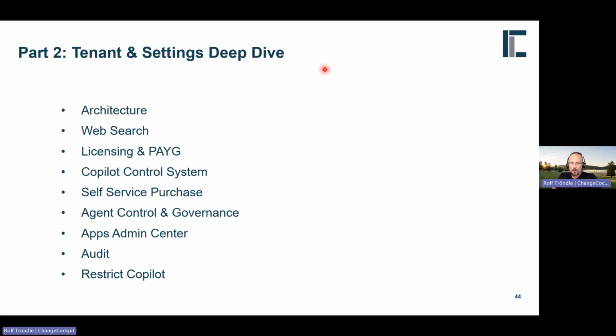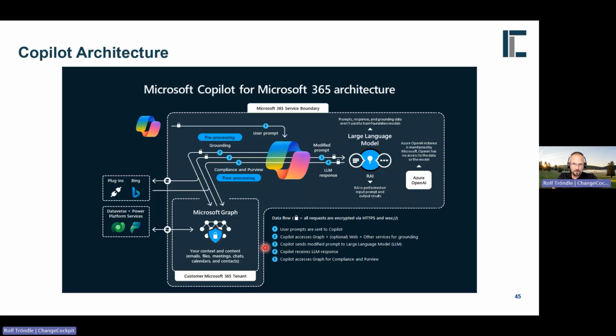Now let's continue with the second part about tenant and settings deep dive. We will go through architecture of Copilot, web search, licensing, and pay-as-you-go. I mentioned a lot of it already. Copilot control system, self-service purchase options, agent control, governance, apps, admin center, what you can do in there, audit, and restrict Copilot if you need to restrict for oversharing problems.